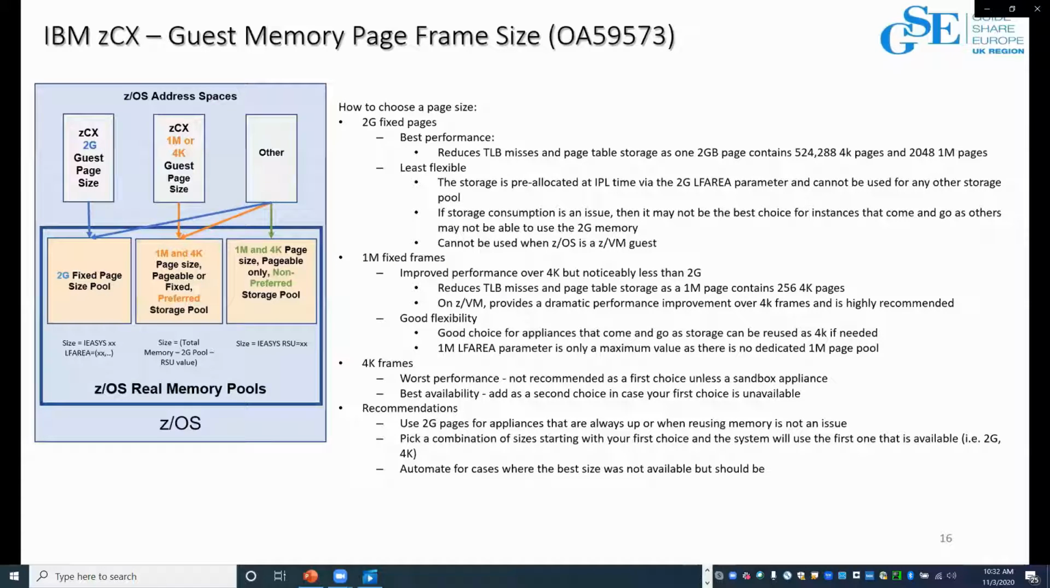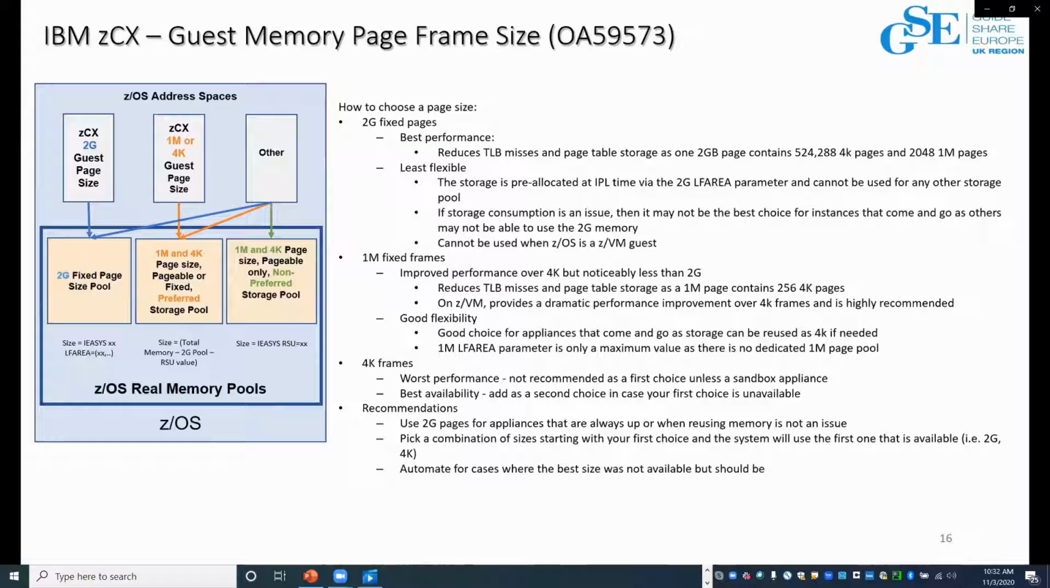So for instance, if you have an appliance that's up during the day, and at nighttime you want to run, let's say, some batch workload, and the batch workload can't take advantage of the 2 gig memory, then 2 gig is not your best choice for that scenario. Unless, of course, you have enough memory, then it doesn't matter. You can't use 2 gig pages on z/VM if you're running z/OS as a guest.